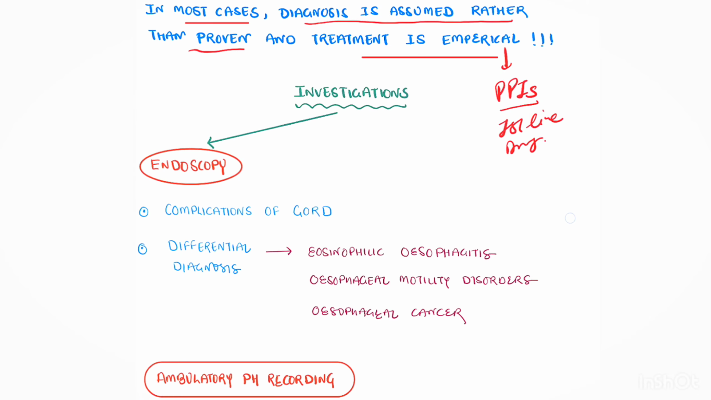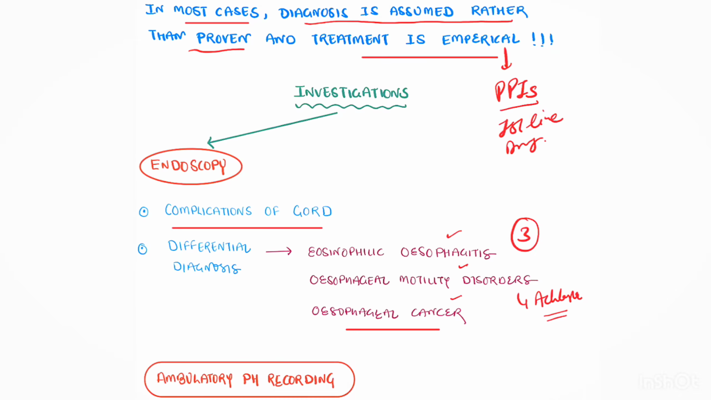And why do we do some investigation here? There is a role of different investigations in a patient of GERD, not for diagnostic purposes, but for some other relevant complications. So we have to do upper GI endoscopy to know about the complications of GORD and to rule out differential diagnoses, like eosinophilic esophagitis, which is one DD of GORD, esophageal motility disorders like achalasia, and esophageal cancer.